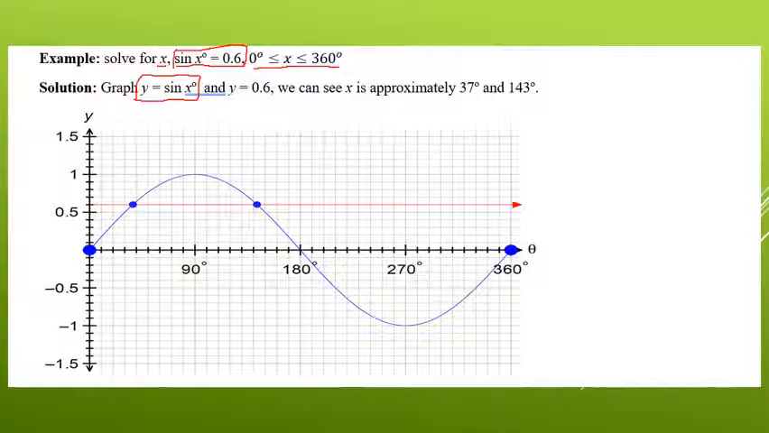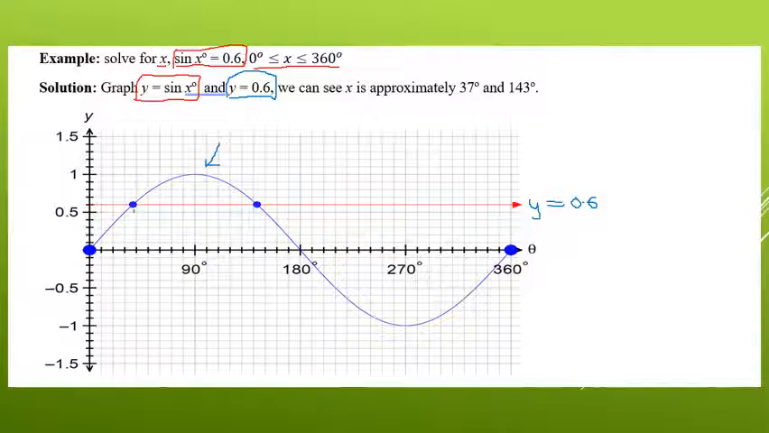So here the blue graph is the graph that we want. That's y equals sine x. You see at 90 degrees it gets up to 1, 270 down to -1, and back to the x-axis at 360 degrees. And we're asked when it equals 0.6. So we now draw a horizontal line representing the equation y equals 0.6. What we're trying to do is find where these two graphs intersect. The red dotted graph is y equals 0.6 and the blue graph is sine.